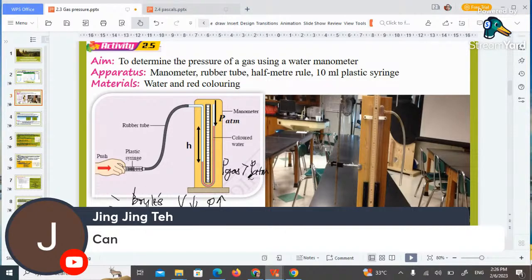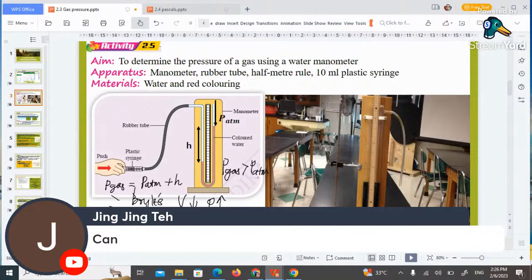So how do we determine the value of the pressure of the gas? If the pressure of the gas here is greater than atmospheric pressure, it means atmospheric pressure plus h. So P gas equals atmospheric pressure plus h.